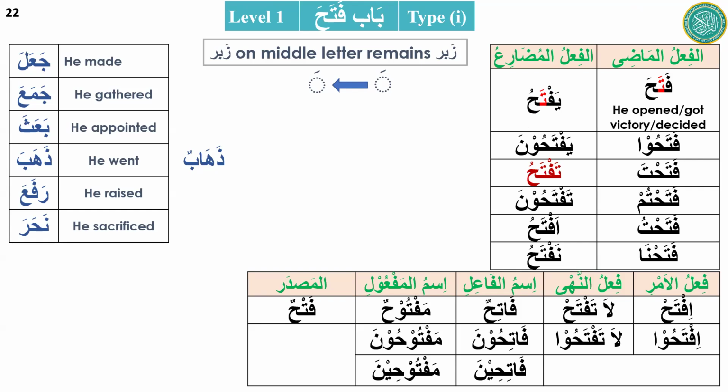Taftahu, he opens? No, now it is you. So the first two words are he and they, then you and you all. You have to remember the sequence, then it becomes easy: he, they, you, you all, then I and we.